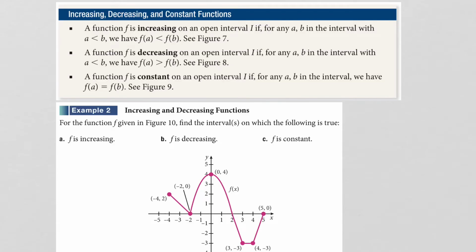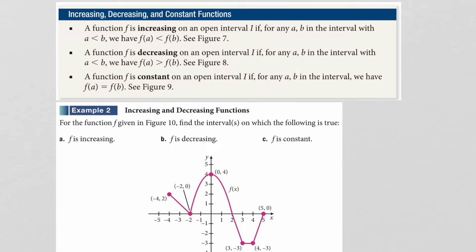The next concept I want to discuss is the concept of increasing, decreasing, and constant functions. We say a function is increasing on an open interval I if for any two numbers in the interval with a less than b, f of a is less than f of b. Okay, we'll talk more about that in a minute. What does it mean for a function to be decreasing? For the same situation, if a is less than b, f of a is bigger than f of b. And to be constant, f of a would have to be equal to f of b.